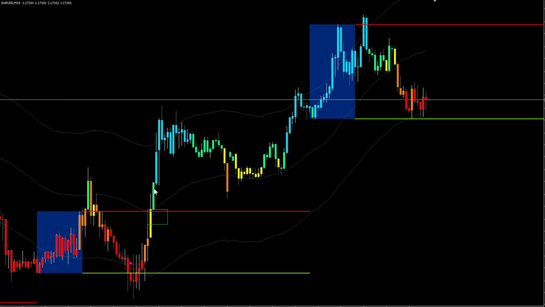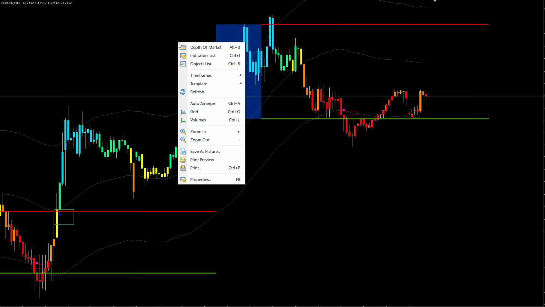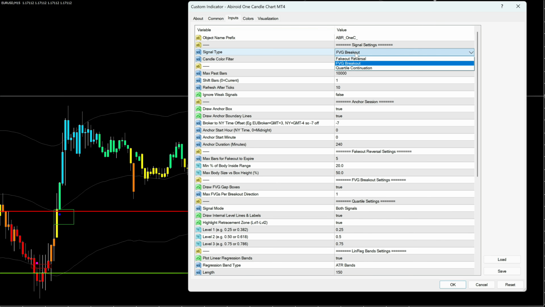So once candle comes out of this FVG and if it has a green or a blue color, then this will be shown as a bigger dot. And if it has an orange or a red color, then this will show up as a smaller dot, indicating a weaker signal. And now the next strategy that we have is a fake out.